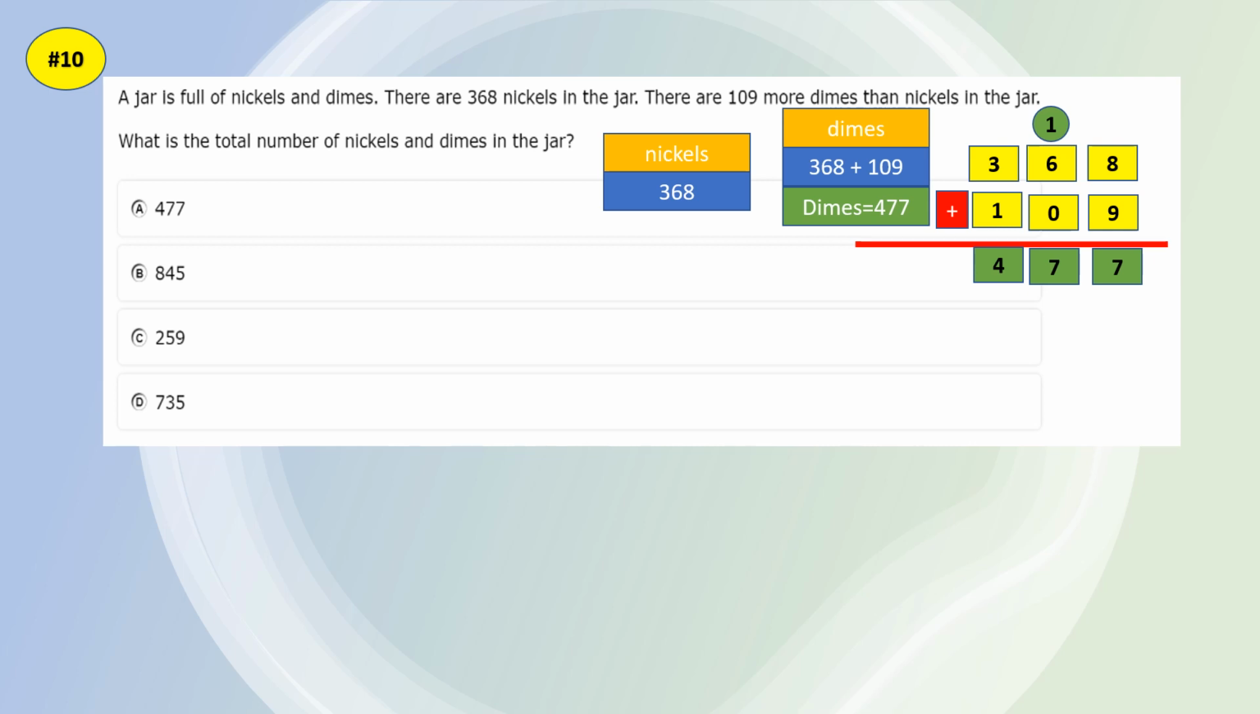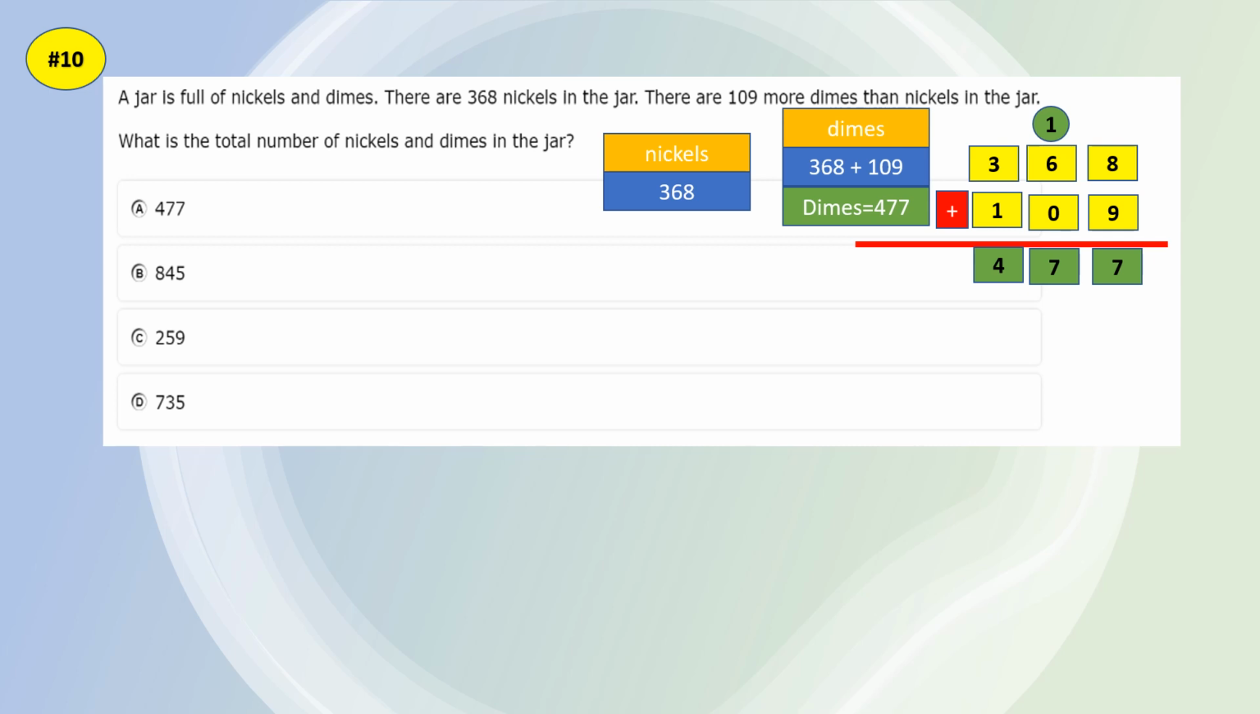All right, so far, I've read the 3 sentences, and now I need to reread everything together to make sure I've done enough to start looking at answer choices. All right, so a jar is full of nickels and dimes. Didn't get anything from there. Second sentence, there are 368 nickels in the jar. I wrote that note down. There are 109 more dimes than nickels in the jar. I figured out how many dimes I have, which is 477. Now the question asks me, what is the total number of nickels and dimes in the jar?